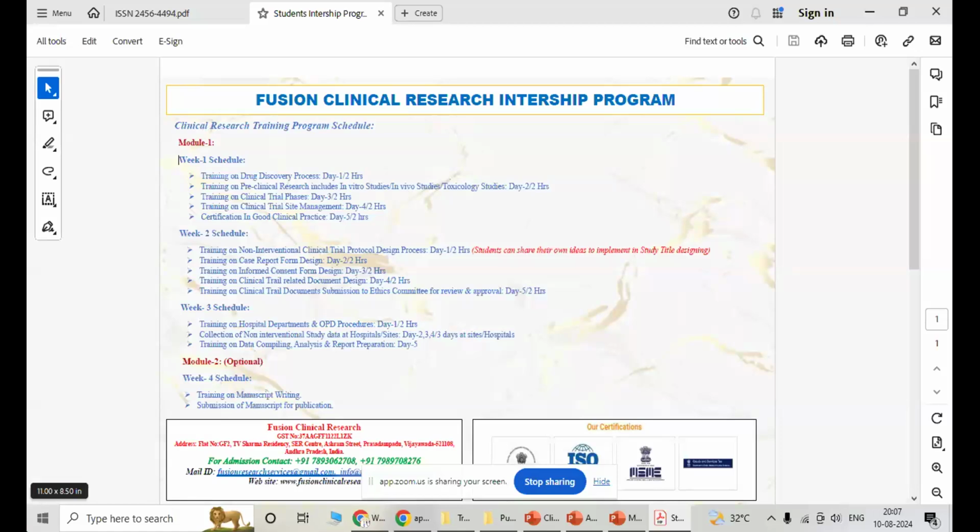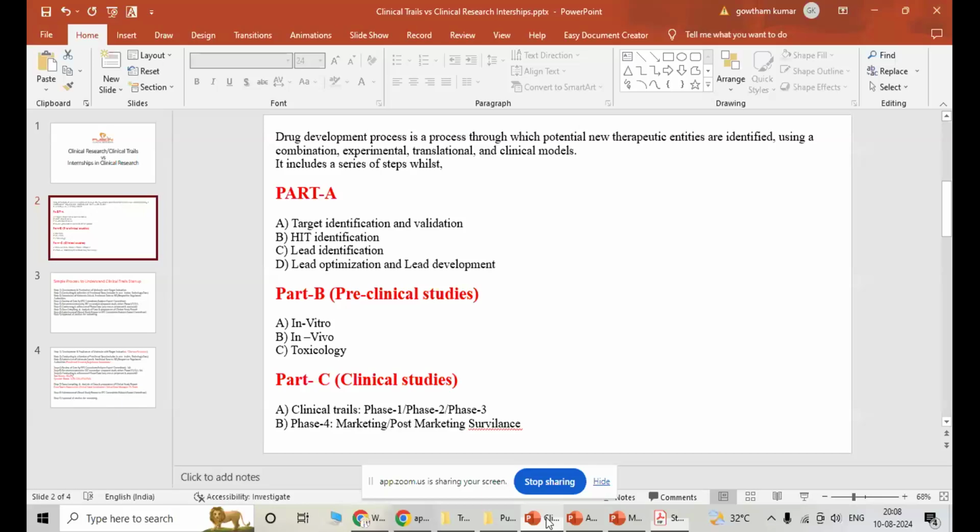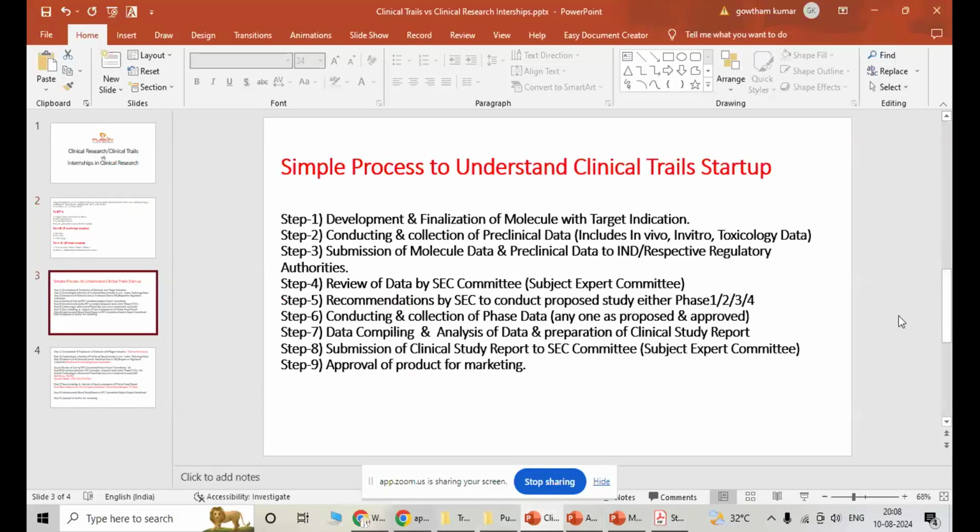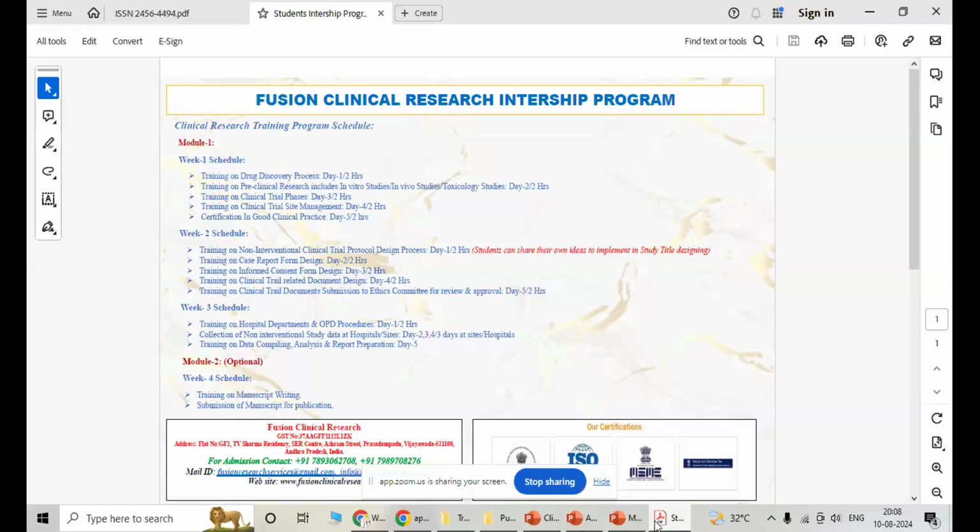And on day 2, 3, 4, the collected data will be compiled and analyzed, and the final data will be prepared in the form of a study report. So as I said, all these parameters will be correlated to this live clinical trial. Here we have submitted the data to the ethics committee. Here we are going to submit the documents to the ethics committees on day 5 too.